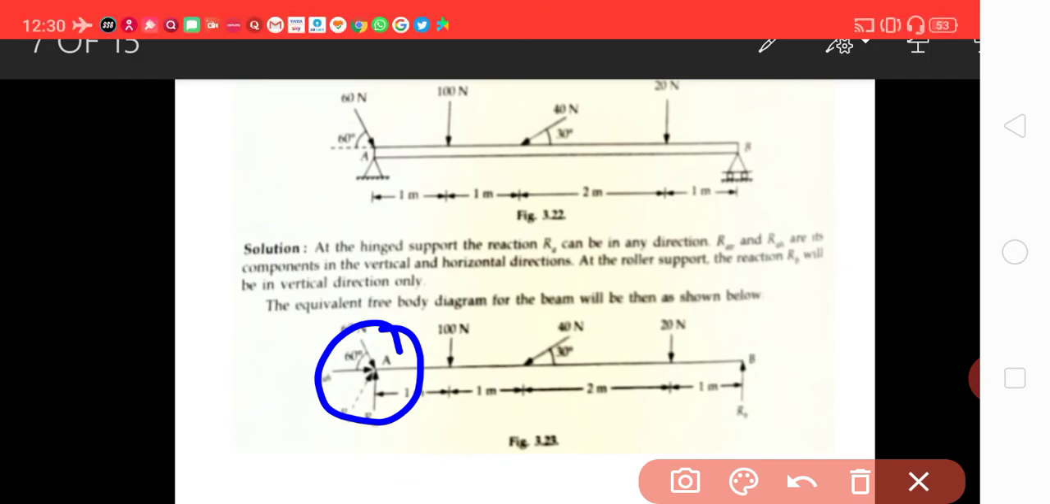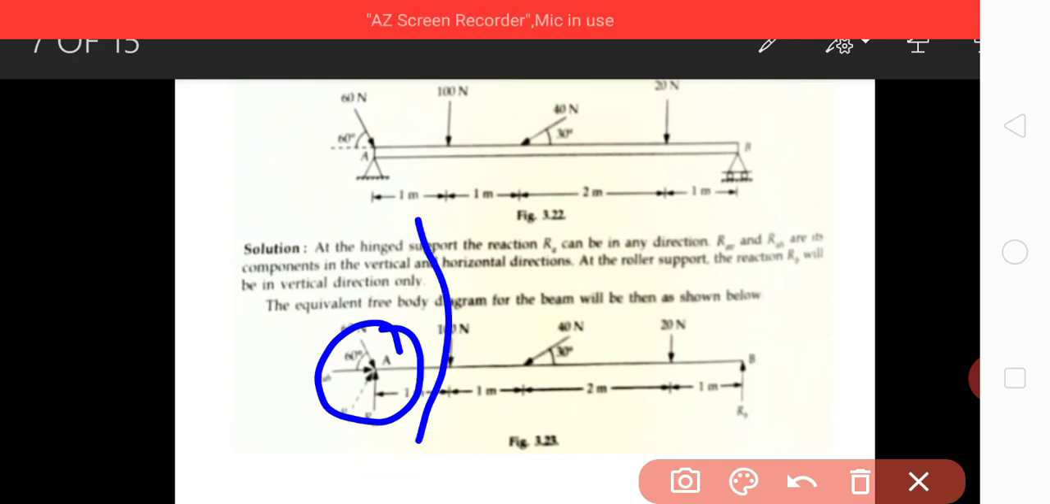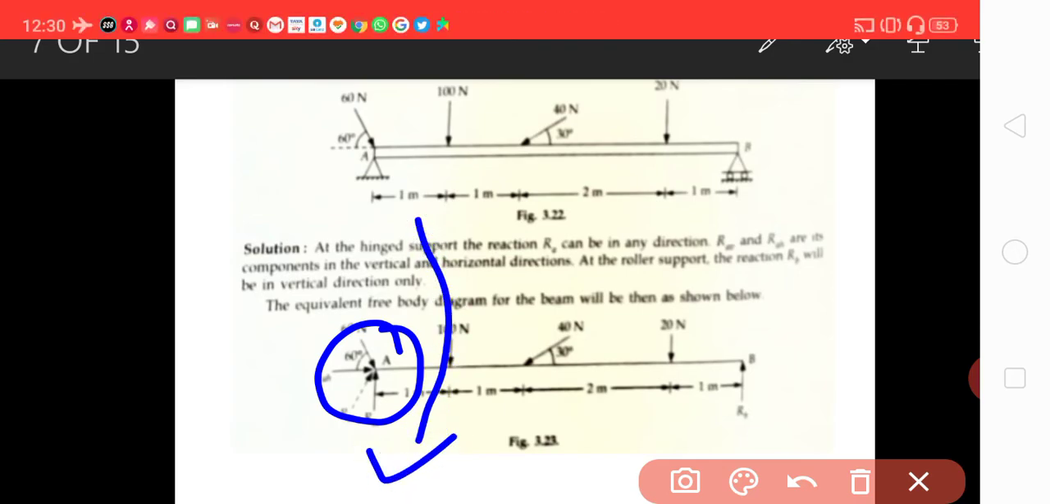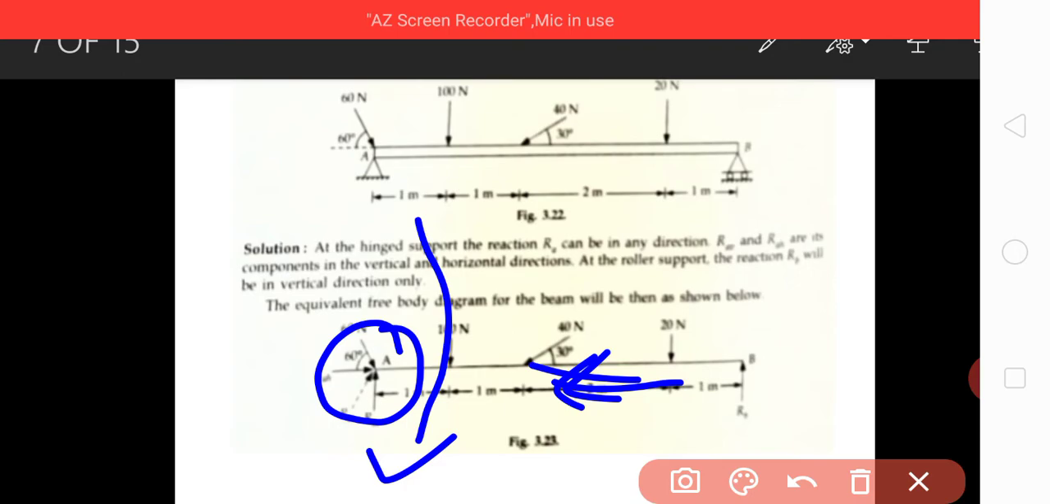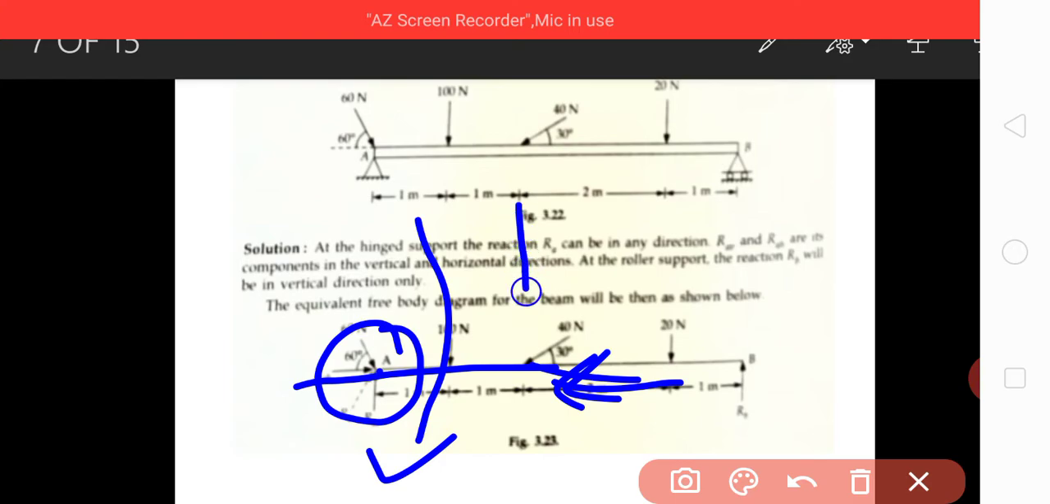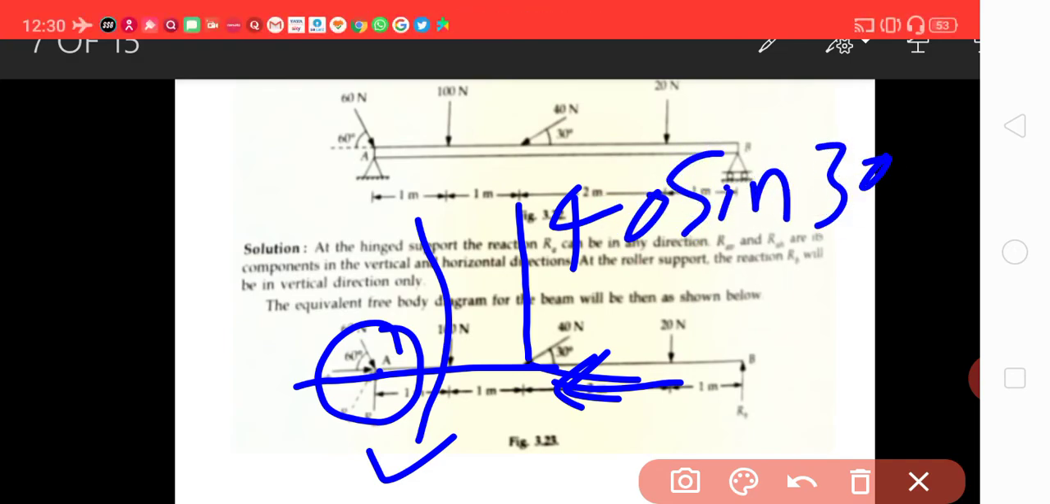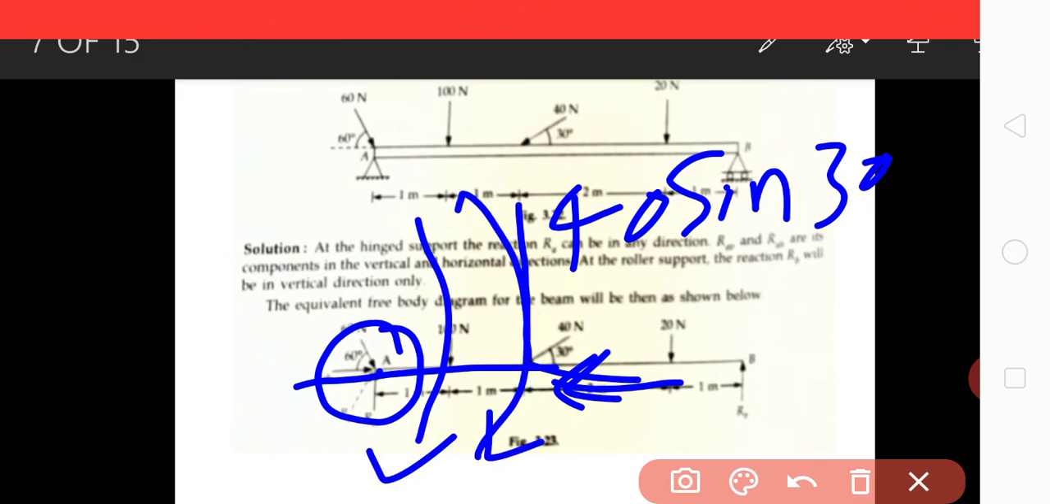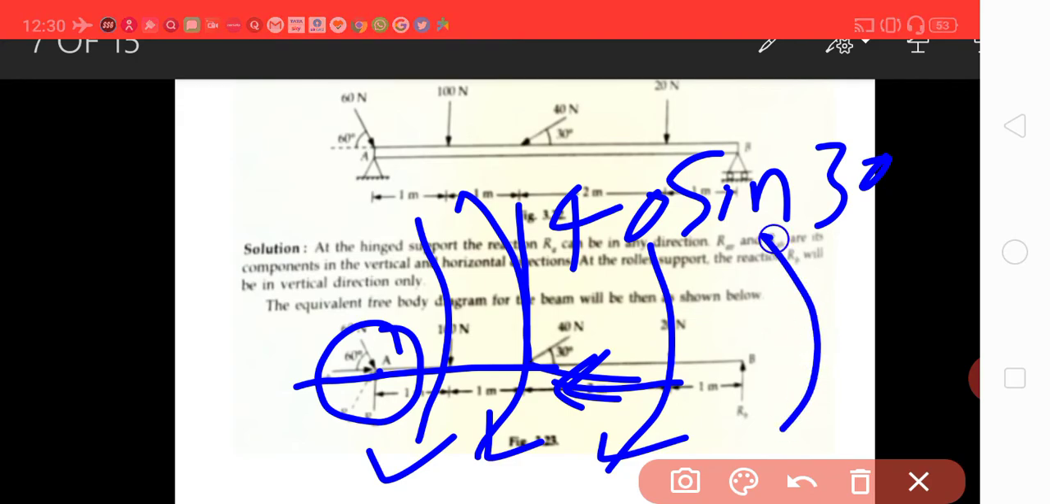This 100 Newton force will give a clockwise moment. For the 40 Newton force, the line of action of its horizontal component will pass through this point, so its moment about this point will again be 0. Its vertical component, that is 40 sin 30, will have a moment again clockwise. This will again have a clockwise moment, and this will have a counterclockwise moment.